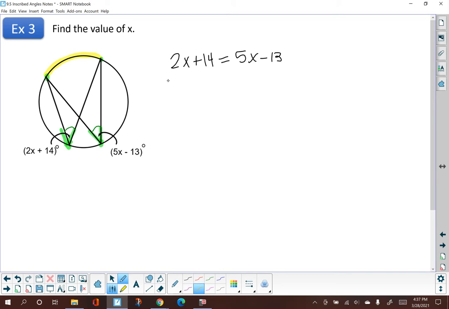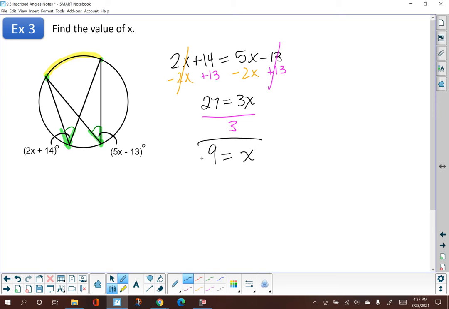So we can solve for x by subtracting 2x, and I'm going to go ahead and add 13 to both sides so that constant's gone from that side and my x has moved to the other. So we have 27 is equal to 3x. If we divide both sides of our equation by 3, we have that x is 9.